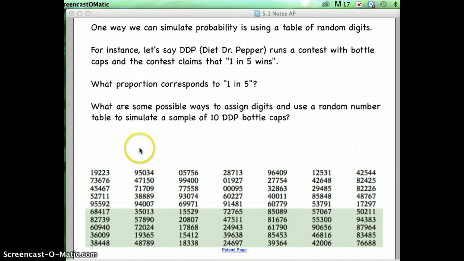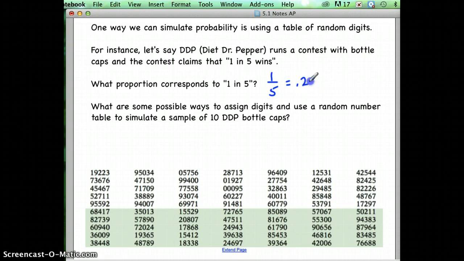Okay. So this says, let's say Diet Dr Pepper runs a contest with bottle caps, and the contest claims that 1 in 5 wins. What proportion corresponds to 1 in 5? Okay, well, 1 out of 5 is 0.20 or 20%. So they're claiming that 20% of the time you're going to win.